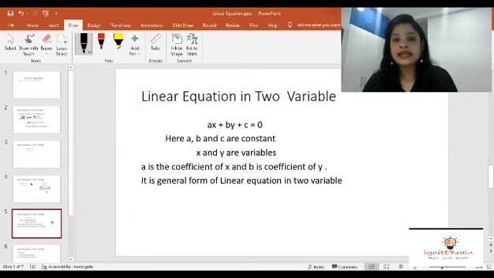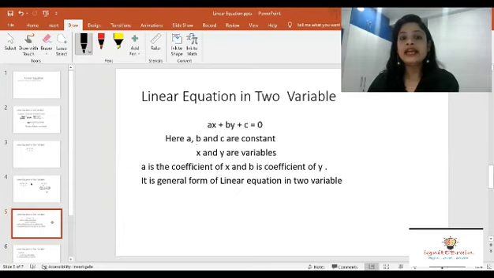Now, in this ax plus by plus c equals 0, this is the general equation for a linear equation in two variables. Here we can see a, b and c are constants, and x and y are variables. Constant means whose values cannot be changed. Variable, we don't know its value, and we have to find that basically.